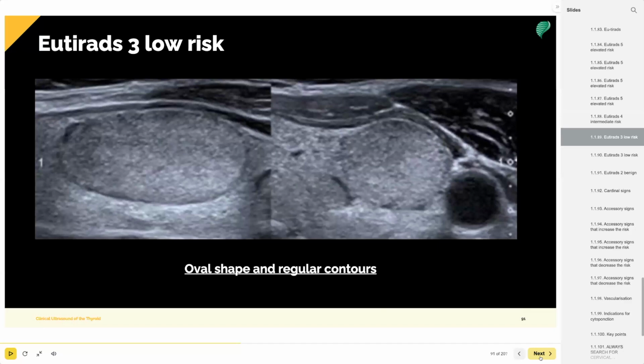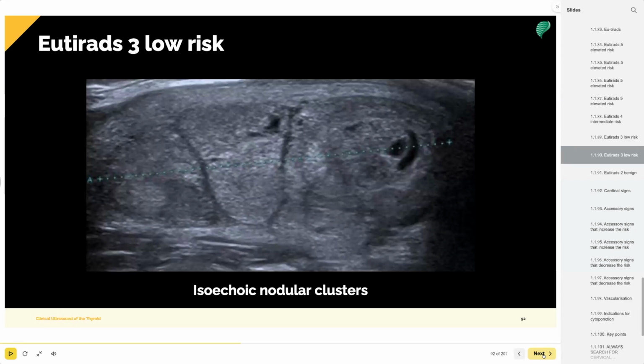Okay, this is an example of the thyroid 3 low risk image. We see an oval shape and regular contours. We can see here the lobe can be considered a low risk thyroid 3. We can see some isoechoic nodular clusters.